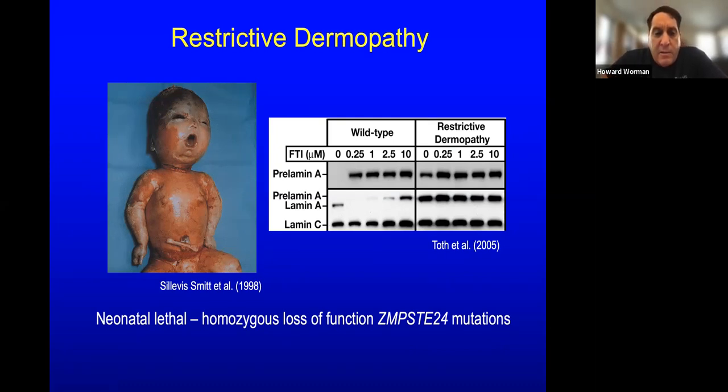And in these cases, there's a total loss of function of the ZMPSTE24 protein. This is work done by Steve Young and collaborators looking at cells from one of these unfortunate babies. You see that these babies only express Prelamin A. There's no Lamin A. The Prelamin A cannot be processed because there's total loss of function of this enzyme. They have Prelamin A, Lamin C, no Lamin A. This is an antibody specific for Prelamin A.